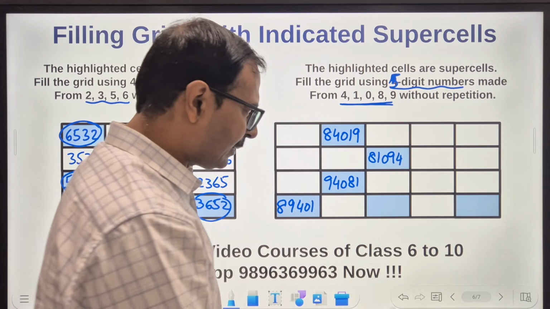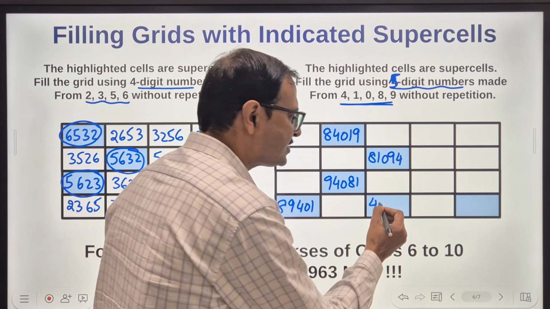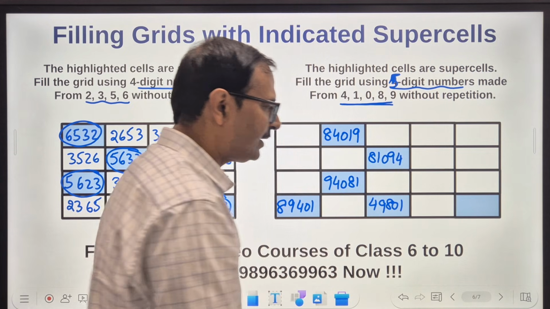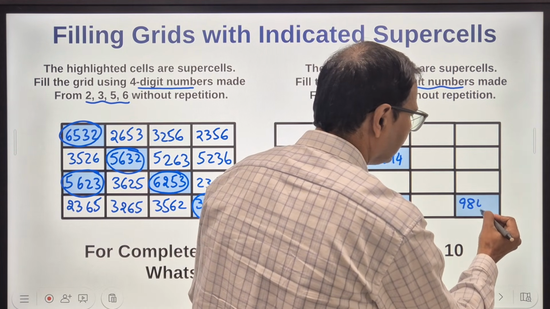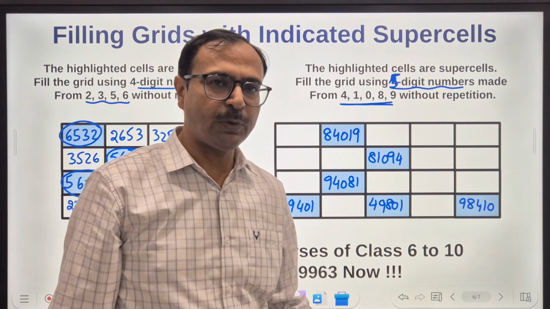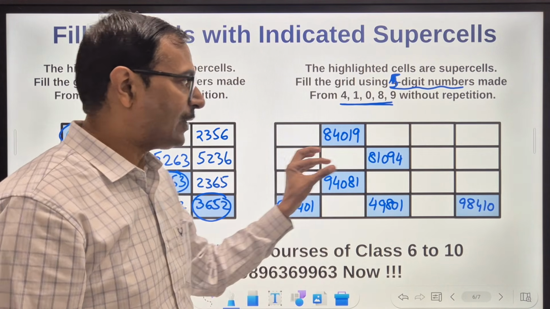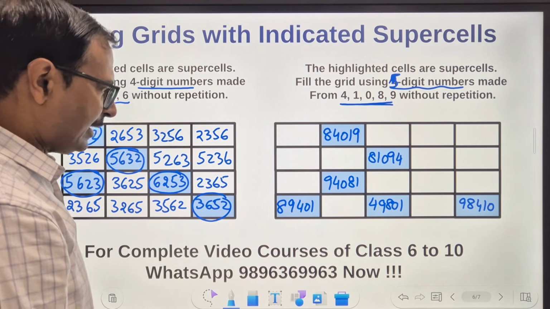Okay, let's take a smaller number also, and I'll show you how this becomes a supercell. 49801, and then at the corner we have 98410. Right. So these are the supercells. Now I want to put 5-digit numbers in the remaining ones so that they are not supercells. Okay. So let's try one by one.